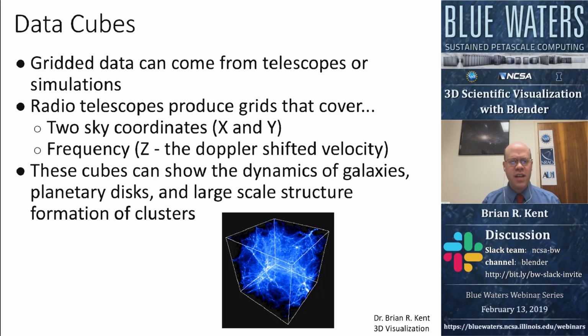We're also interested in studying data cubes, and data cubes, as you see in the lower part of this slide, can come from cosmological simulations of large-scale structure, or they can come from radio telescopes. With radio telescopes, we can produce gridded data over 3 dimensions that cover 2 coordinates on the sky. These are our X and Y positions, what we would call right ascension and declination. But the 3rd dimension is actually the Doppler shifted velocity and frequency. And using these 3 coordinates, we can study the dynamics of galaxies. We can look at planetary disks, and as I said before, the large-scale structure and the formation of galaxy clusters.